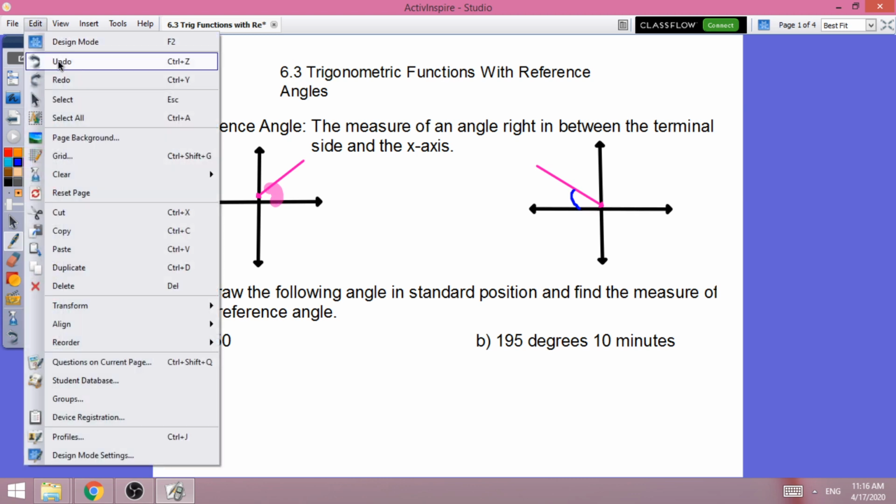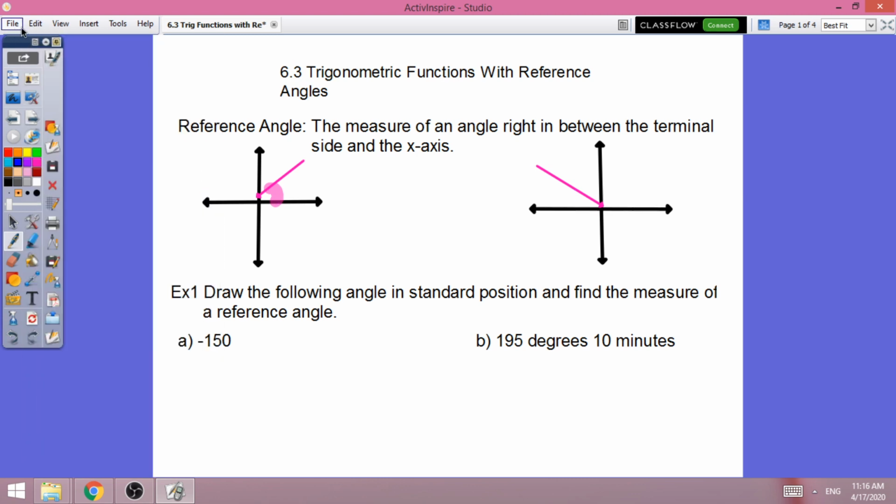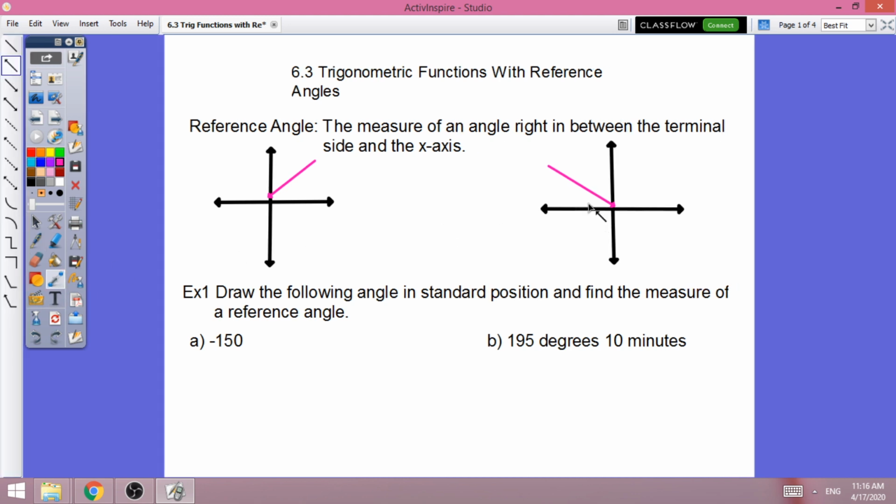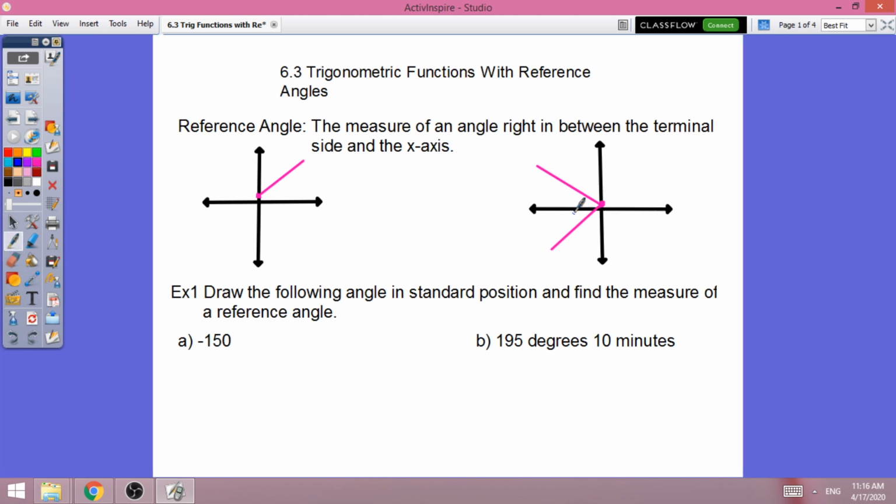Now, what if the terminal side is in quadrant 3? Let's say the terminal side is right here down at the bottom. That means the reference angle would be right in between the terminal side and the x-axis here.